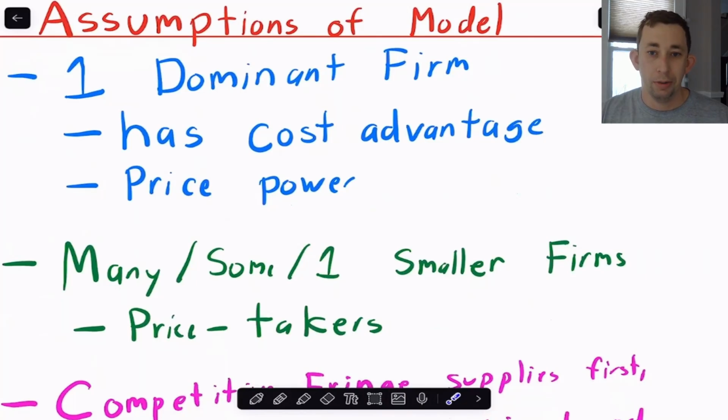The first is that we're going to have one dominant firm. They're going to have a cost advantage over the other firms, and they're going to have the ability to set prices in the market. So the dominant firm is sort of one player.